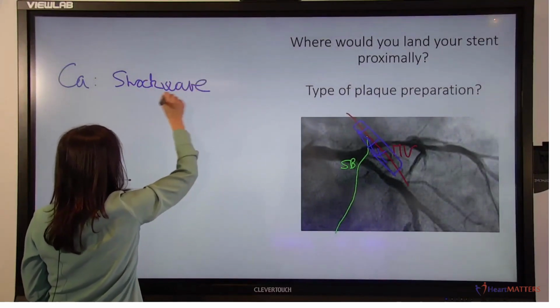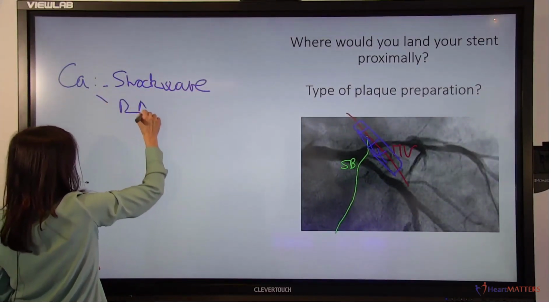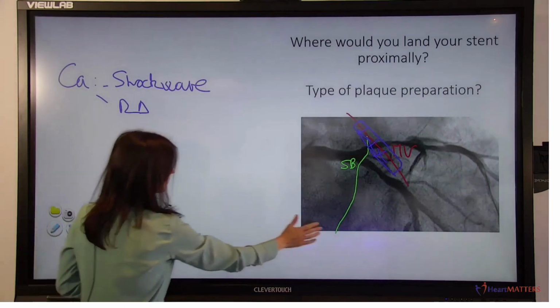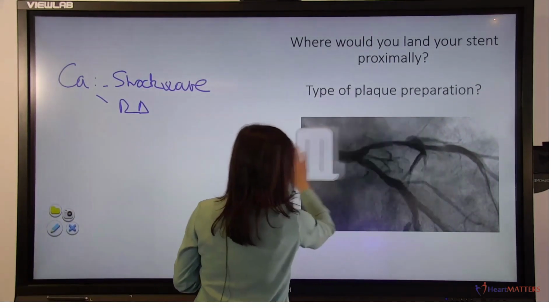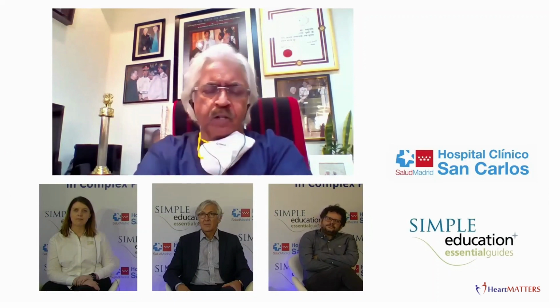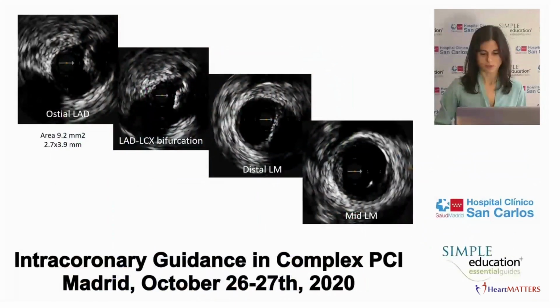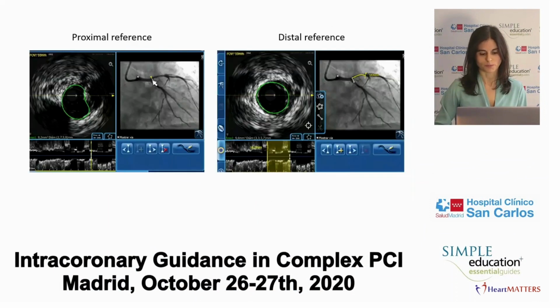Ashok, what would be your plaque preparation strategy in this particular case? I didn't see the imaging at the site of the lesion, though I saw it in the ostial area. So I didn't get a sense of the size of the LAD at the tightest point of the lesion. What was the size of that LAD? It's big. At the level of the ostium it was around 3.5, and the distal could also be 3.5. These are the references here. Okay. Yeah, in the mid LAD it is 3.5.